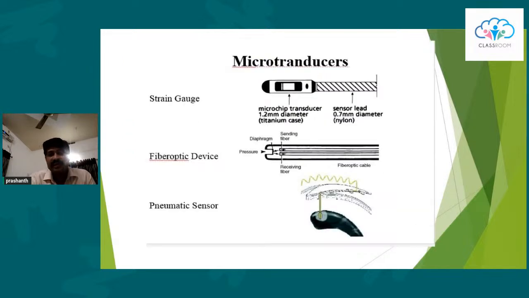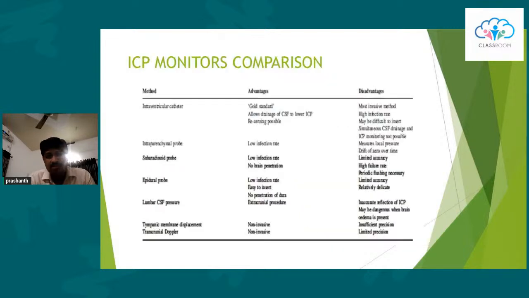So this is the diagram showing the microtransducer based monitoring systems. So you have the micro strain gauge or fiber optic and pneumatic sensors. So the relative advantages and disadvantages, I would only stick to the intraventricular and the main monitors that are currently being used, which are used intraparenchymal or using the microtransducer techniques.